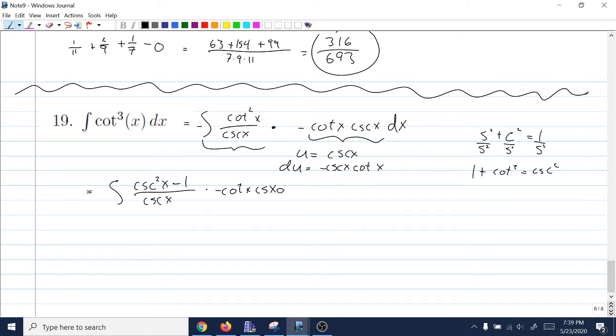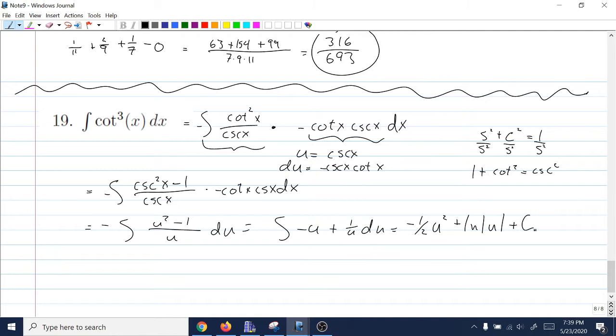Okay, now this is going to be an easy substitution into a doable integral. I still have the negative out here. I get negative integral u squared minus 1 over u du. Split that into separate fractions. Integral of negative u plus 1 over u. I get negative half u squared plus natural log absolute value u, and u was cosecant. Negative half cosecant squared x plus natural log absolute value cosecant x plus a constant.